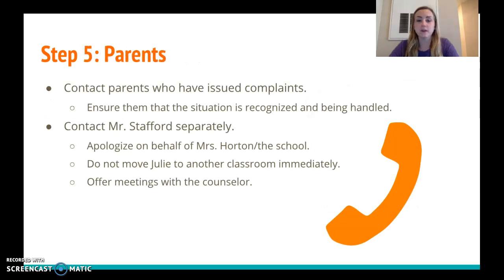Step 5 would be parents. So after dealing with Mrs. Horton and creating that plan, I would contact parents who have issued complaints. I would assure them that the situation is on my radar, I understand their concerns, and I am handling it.